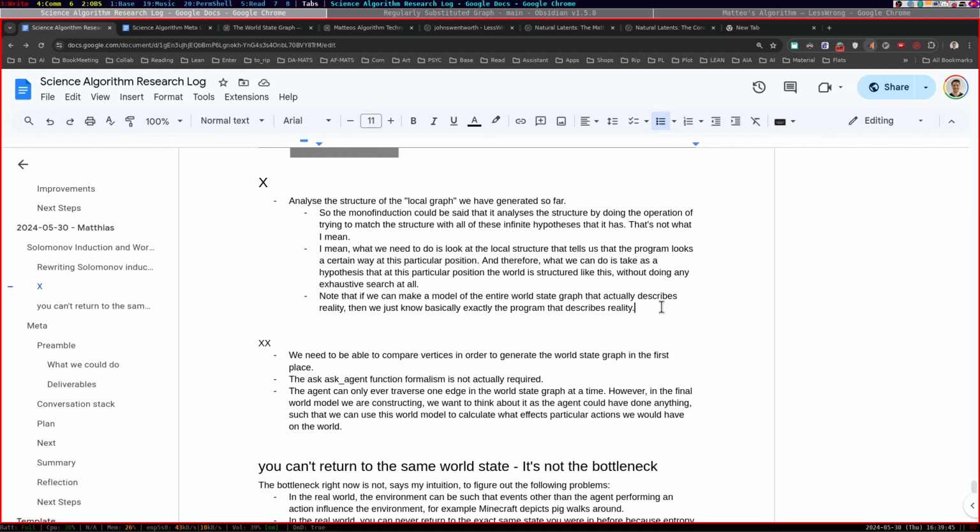We need to extrapolate. Solomonoff induction does do the thing of Occam's razor in terms of the length of the computer programs.